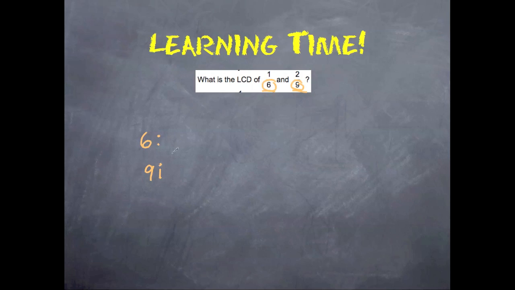So let's see. Multiples of 6 are 6 times 0 is 0. 6 times 1 is 6. 6 times 2 is 12. 6 times 3 is 18. 6 times 4 is 24. And let's do the first couple of multiples for 9.